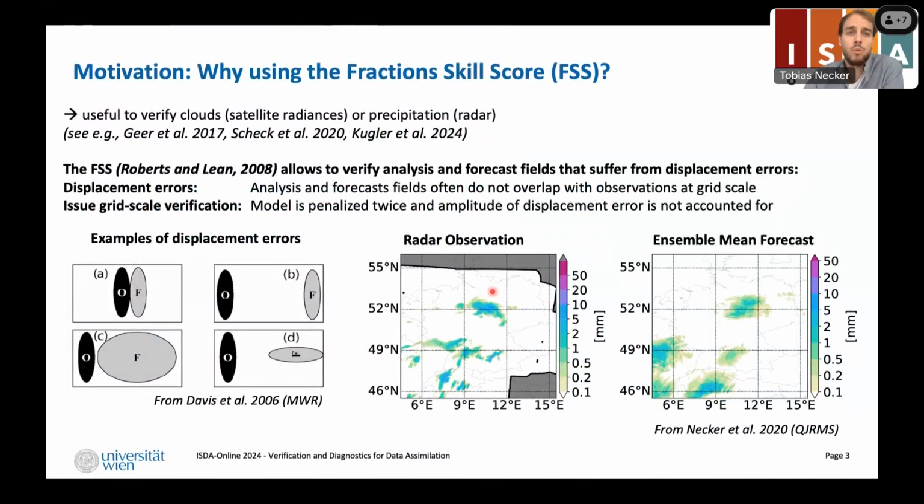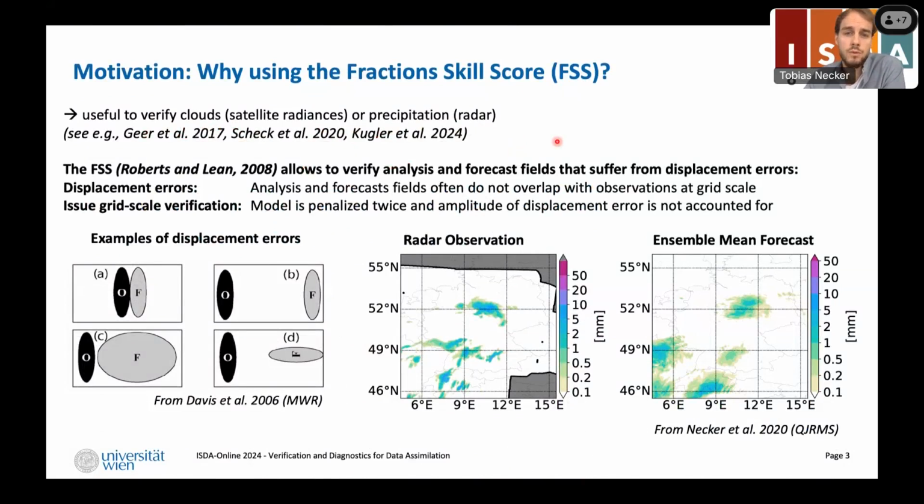So first of all, why use the fractional skill score? If you go to the literature, you can find many studies that use the FSS to verify clouds like cell height gradients or precipitation, so radar information. So there are papers by Gier, Scheck, and recently Kugler et al. And so why did those studies decide to apply the FSS? It allows to verify analysis and forecast fields that suffer from displacement errors.